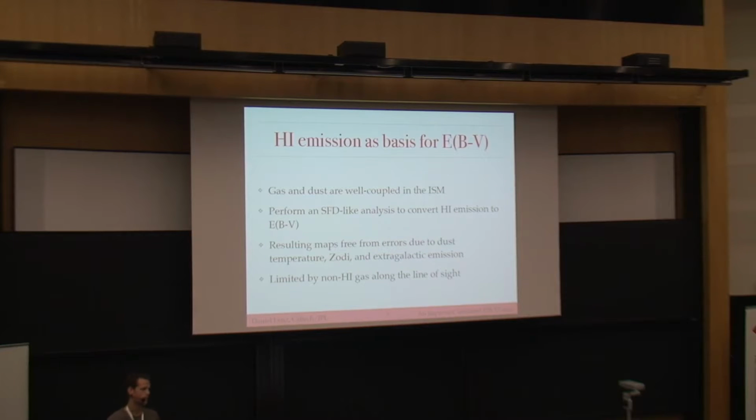And this all is based on the hypothesis that gas and dust are well coupled in the ISM, so they linearly trace each other. I don't have time to go into the details of the modeling process. I just want to say that we used an SFD-like analysis to convert the HI column density to the reddening value. This has the great advantage of being free from many of the systematics that you find in dust-based reddening maps, such as dust temperature variations, zodiacal light, and most importantly, extragalactic light.